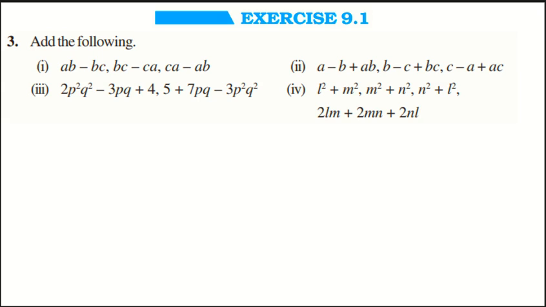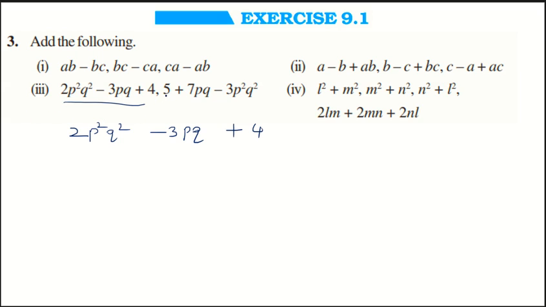Now, coming to the next important one. I am taking question number, let us say, the third one. In the third one, 2p square q square minus 3pq plus 4. So, there are 3 terms in it. So, it is a trinomial, which I have written first.